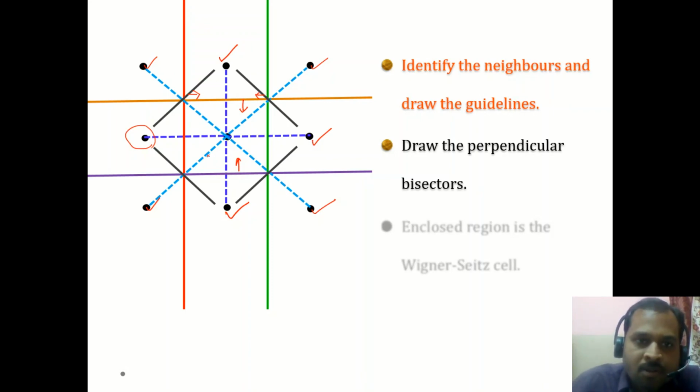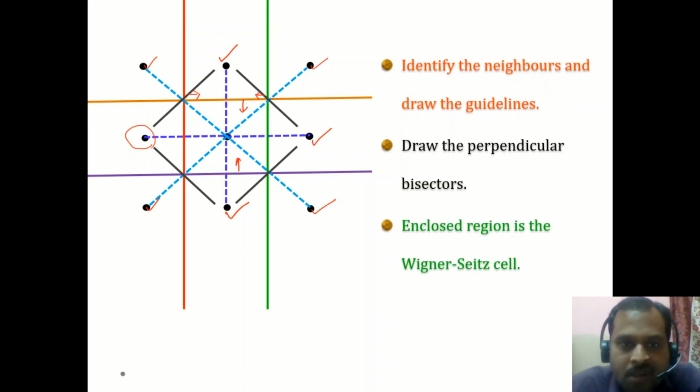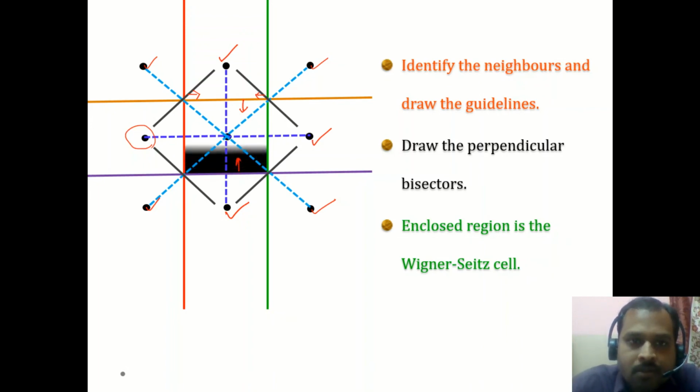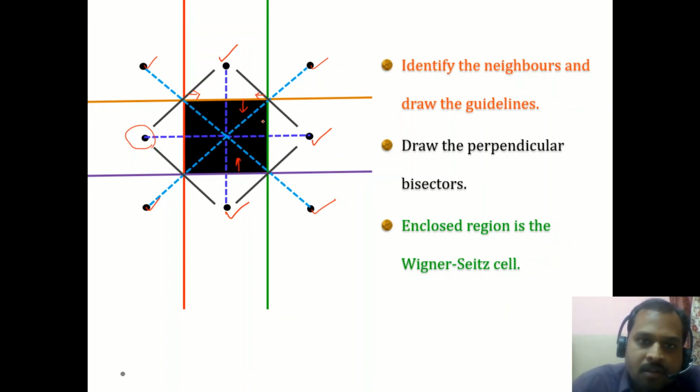Now we have to enclose the region which is surrounded by these perpendicular bisectors, and that region is called the Wigner-Seitz cell. So this is the region, and if I repeat this region, then I can generate the entire crystal. It contains only one lattice point, and this is unique to this particular lattice. We cannot have different choices of this Wigner-Seitz cell, and the concept of the Wigner-Seitz cell will help us understand the Brillouin zone, which is defined in the reciprocal space.